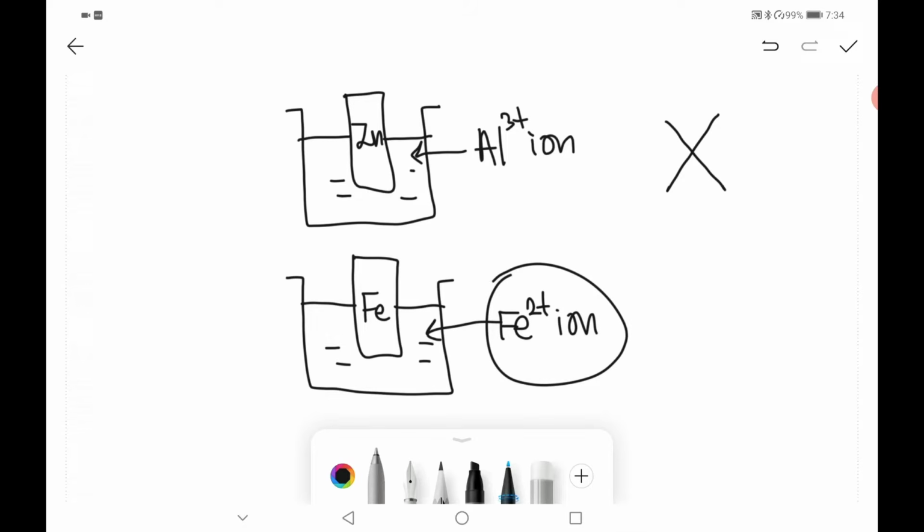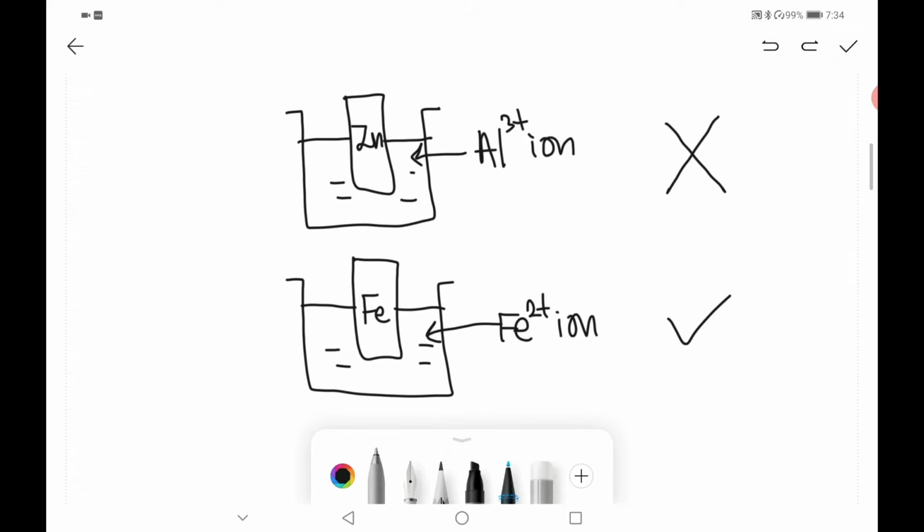So we have the metal and the metal ion. So the second thing, are they the same? Yes, both of them got Fe. So they have the same metal. So when they have the same metal, yes, they are a half cell.